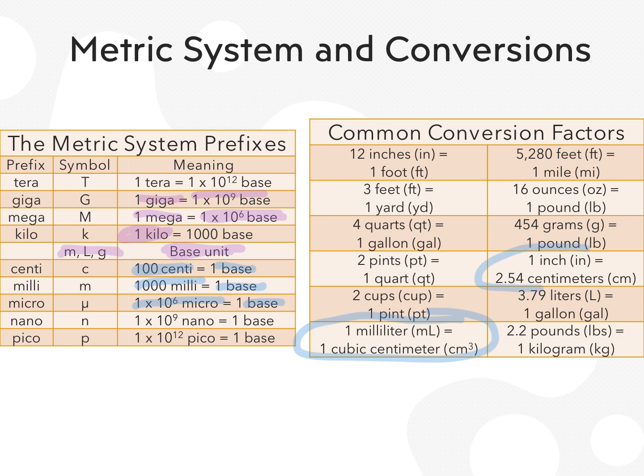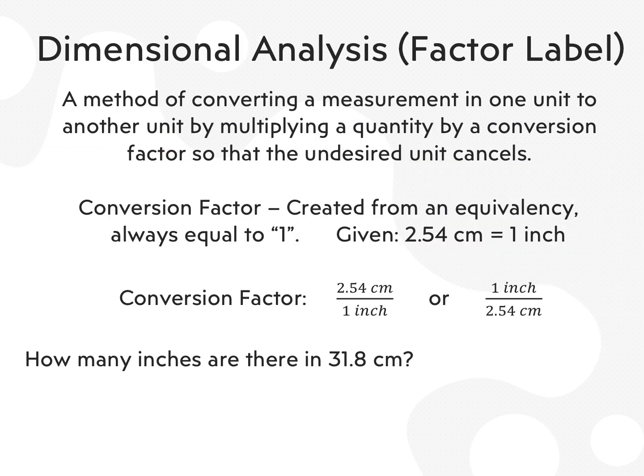The most common ones we're going to use from metric to common conversion factors are an inch to centimeters. Every once in a while, you'll go grams to pounds or pounds to kilograms, something like that. These common conversion factors will be given. You don't have to memorize them, but you just need to know how to use them. So let's talk about how to use them.